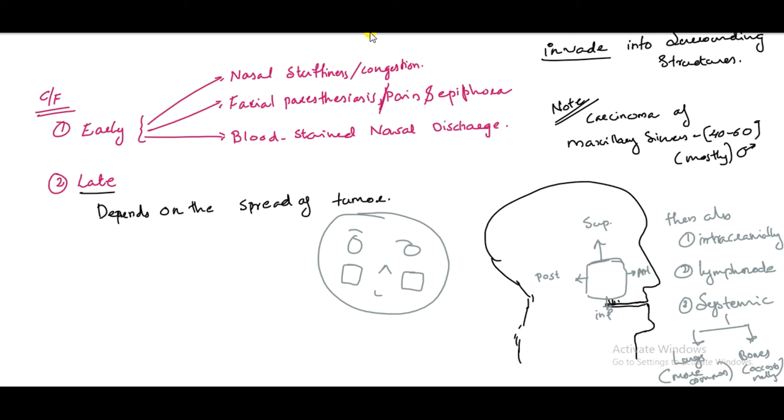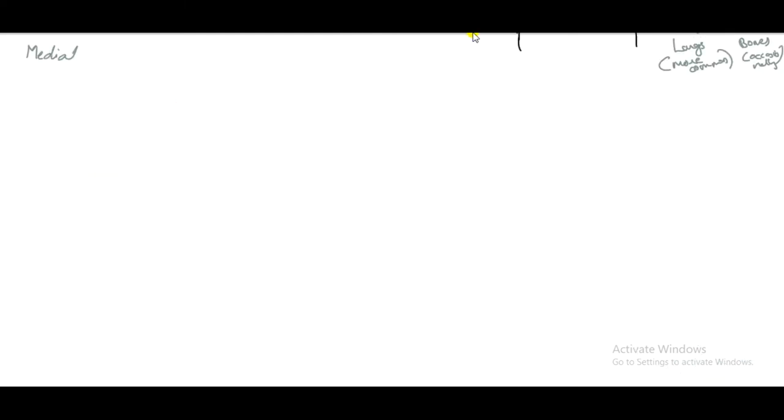In a patient who has a tumor in the maxillary sinus, the tumor can spread medially and cause obstruction in the nasal region, in the antral region. Antrum is the nasal cavity. So if I talk about the medial spread of the tumor from the maxillary sinus, we can see symptoms like nasal discharge, nasal obstruction, epistaxis.